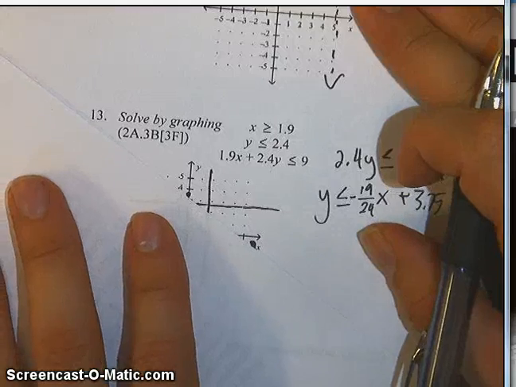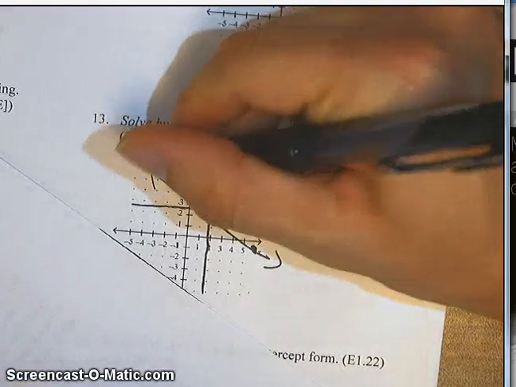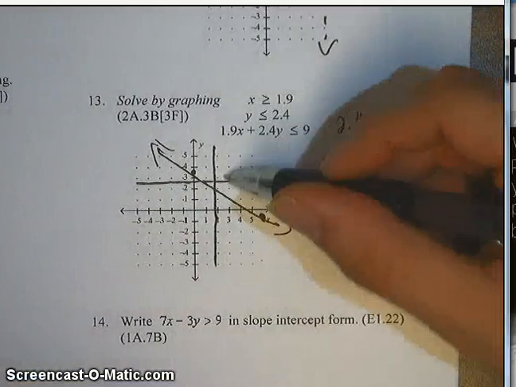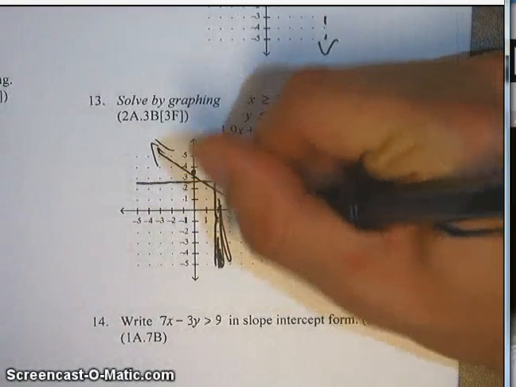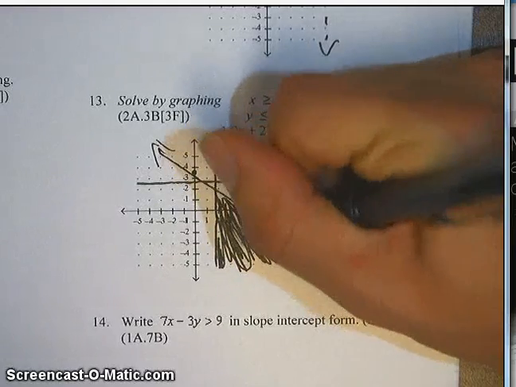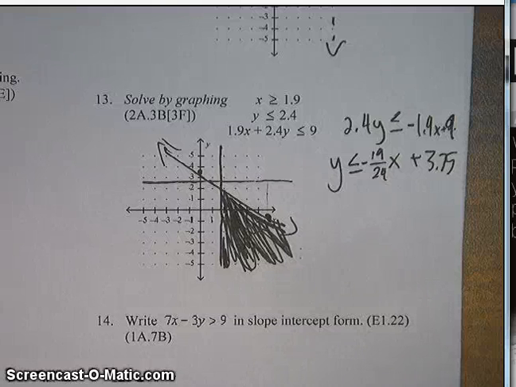I'll go ahead and draw this line. And we're supposed to shade everything below that. So the double shaded region was this square. If we're going to shade below the line, the solution set is this stuff. All right, so that's number 13.